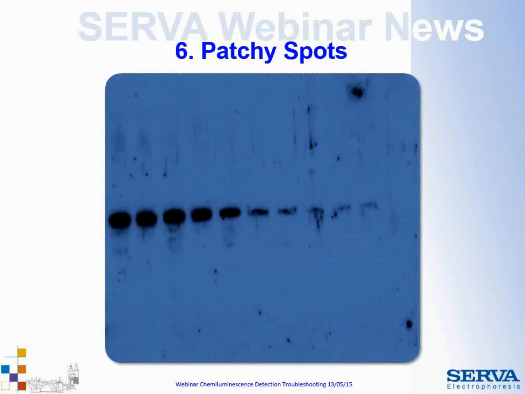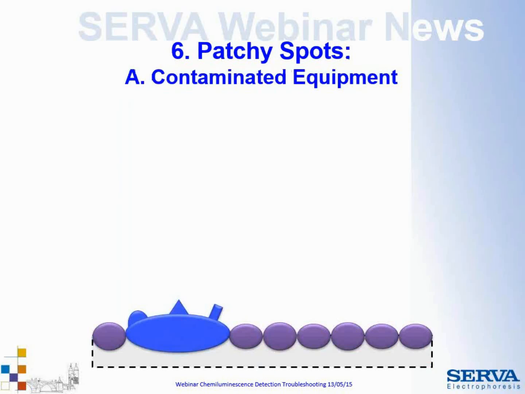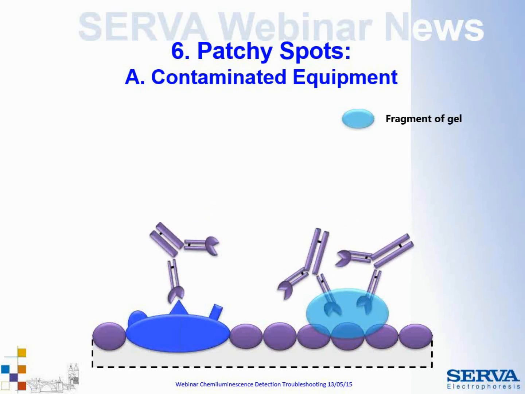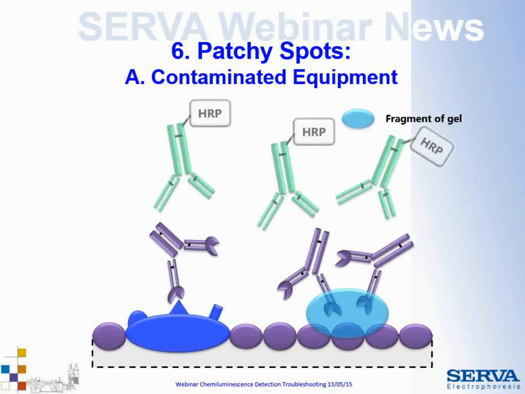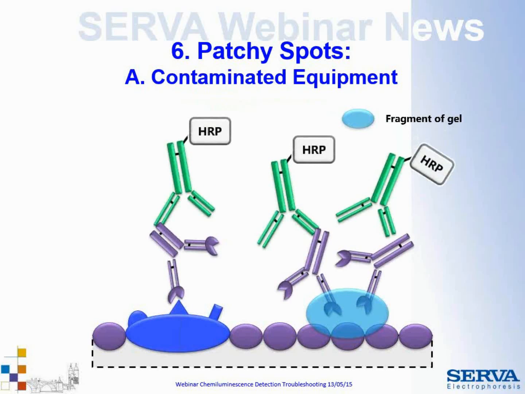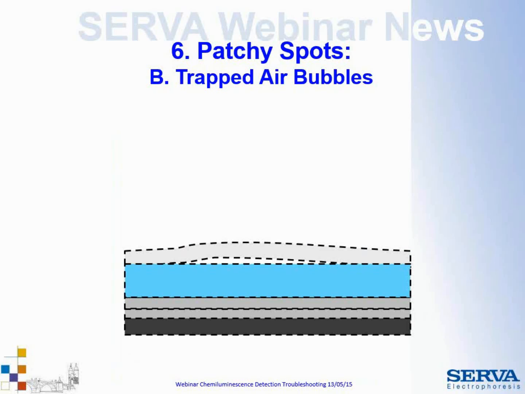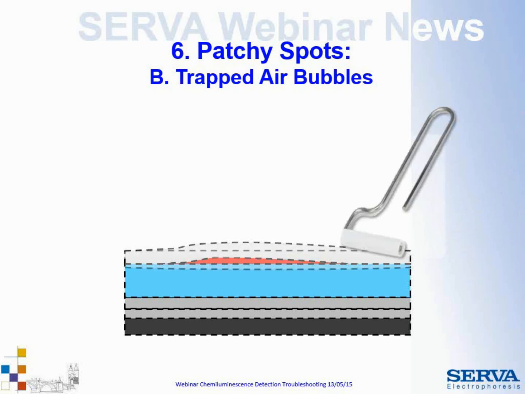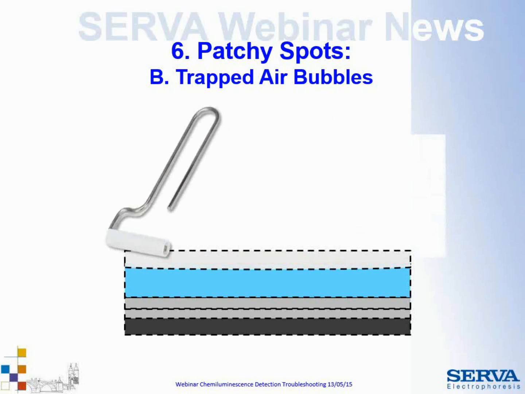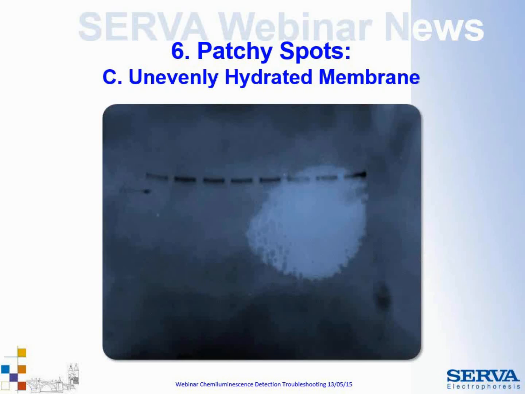So where do the patchy spots on the blots come from? It could be the contamination of the equipment used. So there may be polyacrylamide fragments, very small fragments on the blotting membrane, which react with the antibodies and then lead to spotty signals. Or you may have trapped air bubbles. As it is shown here, the air bubbles were created during preparing the blotting stack, for example. So you roll over this and remove the air bubbles, and that's it.